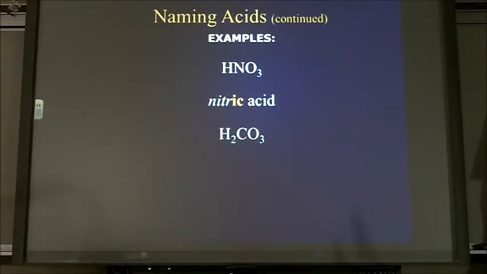What is CO3? Carbonate. So what's this called? Carbonic. Carbonic sounds cool. It's in all of your soft drinks. It's good stuff. Actually, it's in your drinking water as well.